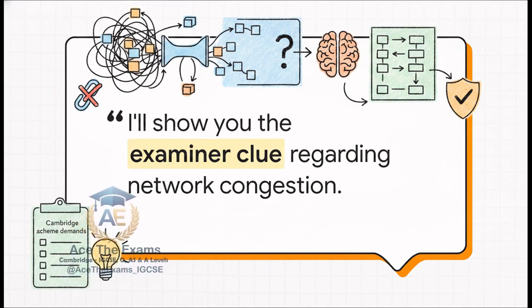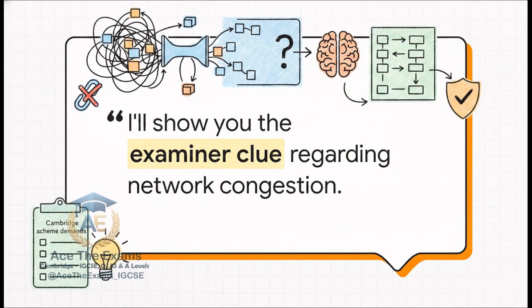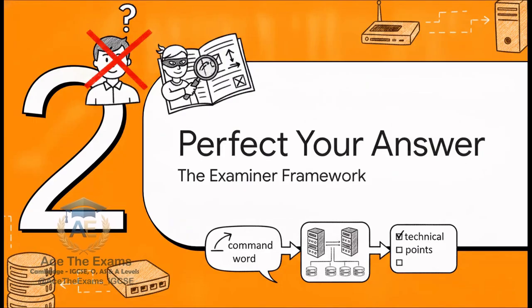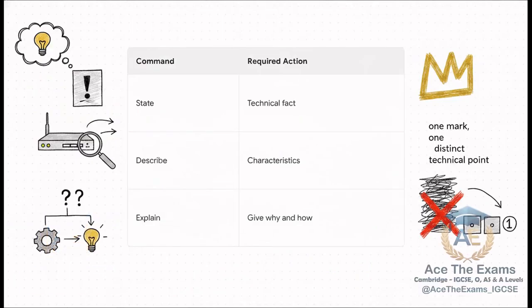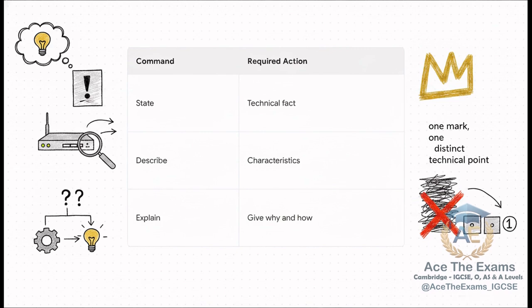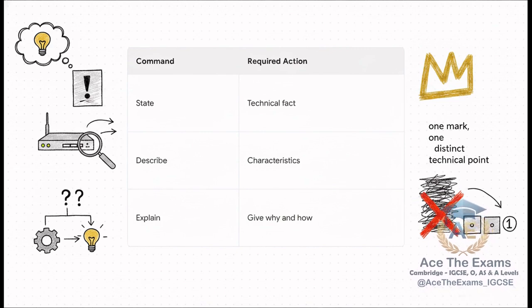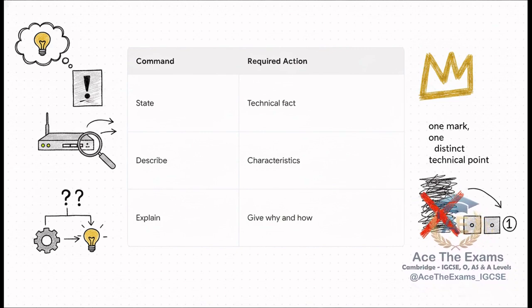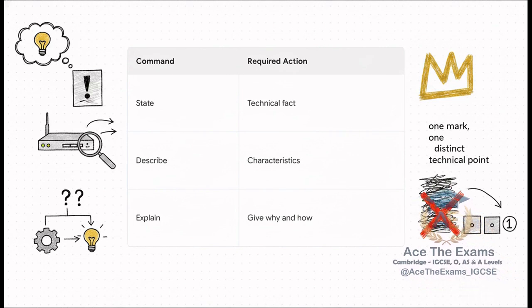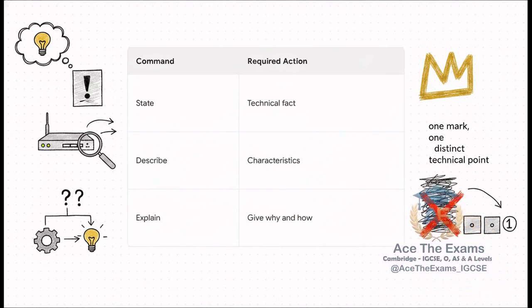You see, understanding the mechanism is really only half the battle. If you don't know how to structure that knowledge into the exact answer that the Cambridge mark scheme demands, you're still going to lose points. Section 2. Perfecting your exam answer. The examiner framework. To extract maximum marks, we have to totally shift our mindsets. Stop acting like a student just trying to remember facts and start acting like an elite exam hacker who knows exactly how to pull maximum points from every single question.